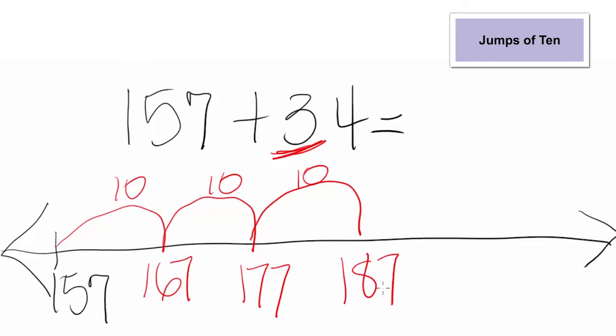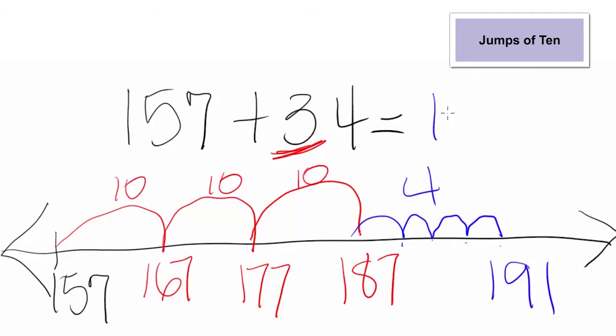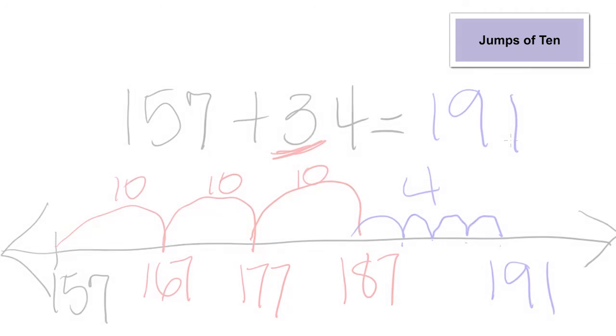And then I just need to add the 4 ones that are left. 1, 2, 3, 4. 188, 189, 190, 191. So my answer to 157 plus 34 equals 191. Although I chose to use the strategies I did, students may find that another strategy worked better and more easily for them.